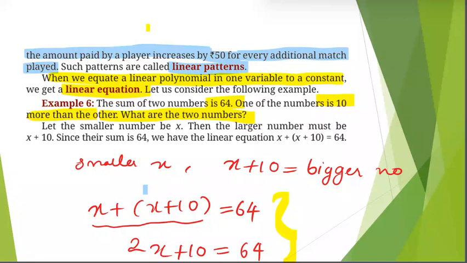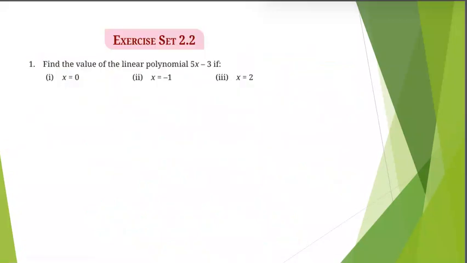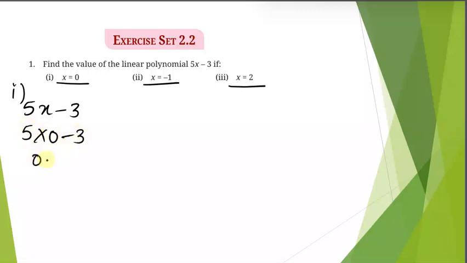Now we will start exercise 2.2. It's a very easy question. In the first question, you have to find the value of the linear polynomial 5x minus 3 at x equal to 0, x equal to minus 1, and x equal to 2. In all cases, you have to substitute the value of x here. In the first case, 5x minus 3 means 5 into 0 minus 3, we will get 0 minus 3, which is equal to minus 3 only.